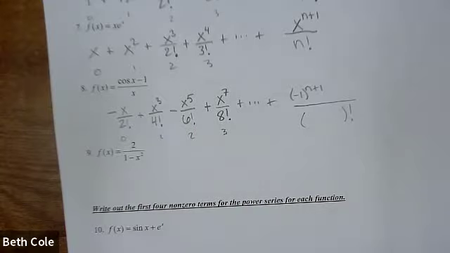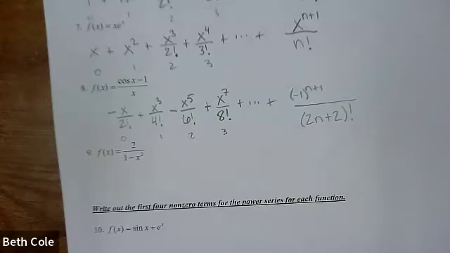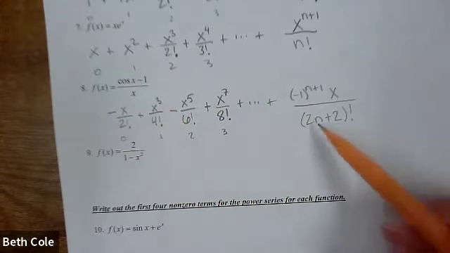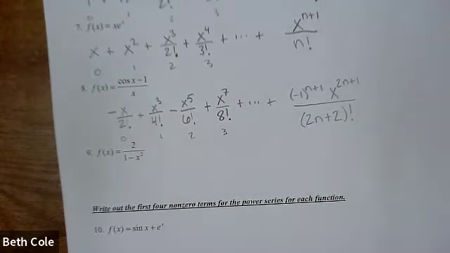I think it might be 2. Is it 2n plus 2? Is that going to work? Yes, 2n plus 2. And then up here, do you notice how those numbers are just 1 off from the denominator? So instead of 2n plus 2, it's going to be 2n plus 1.